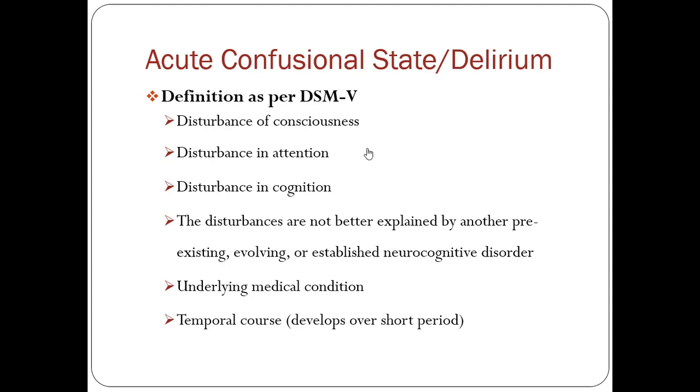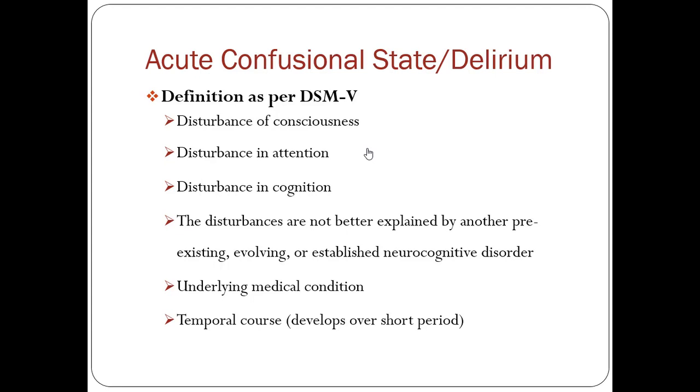So they describe the acute confusion state as the patient having a disturbance of consciousness, a disturbance in attention, and a disturbance in cognition, and all these disturbances are not better explained by another pre-existing, evolving or established neurocognitive disorder. The patient does not have any kind of brain issue or neurological problem before coming to the ICU. The patient may have some other underlying medical condition, and this acute confusion state develops over a short period of time, within a few hours to a few days.